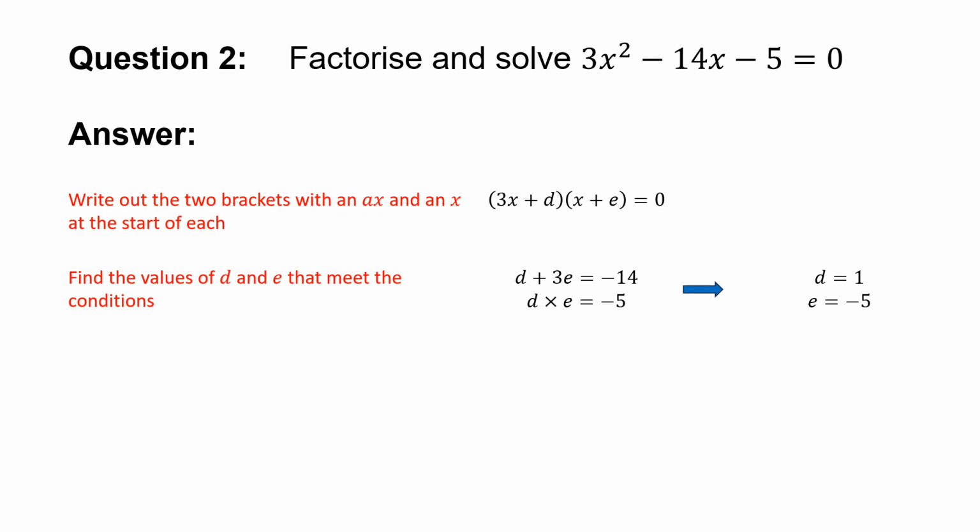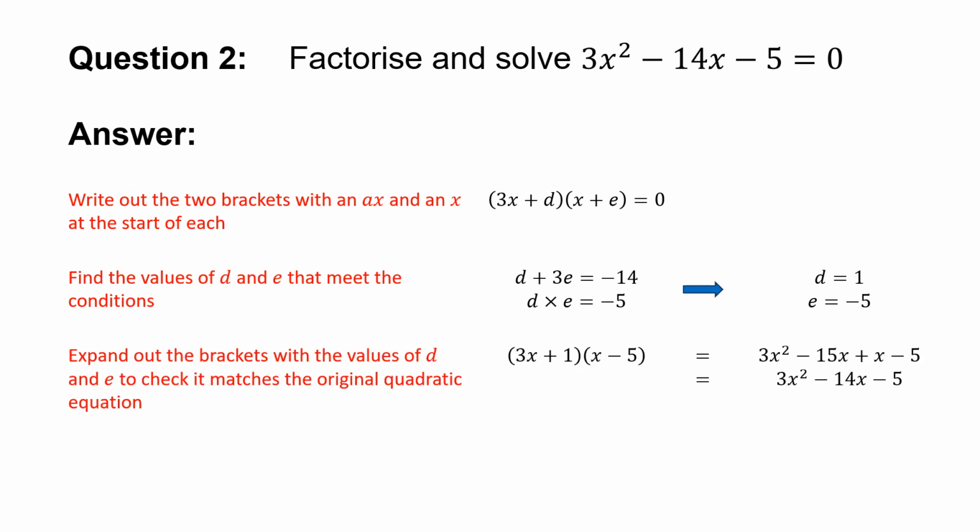Using trial and error, we should get that our two terms which satisfy these conditions are 1 and minus 5. So putting this back into our brackets, we get 3x plus 1 times x minus 5. If we expand this, we get 3x squared minus 15x plus x minus 5. Simplified, this becomes 3x squared minus 14x minus 5, which is the original expression. So this tells us that our brackets are correct. And then our last step is to solve.